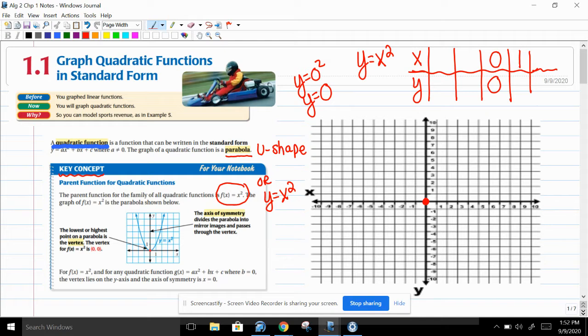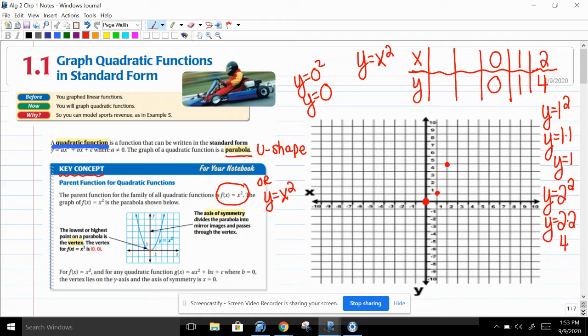If I plugged in the number 1, that would mean y is equal to 1 squared. 1 squared is 1 times 1, so y is equal to 1. The y coordinate with the x coordinate of 1 is 1. If I went to 2, I would have y equals 2 squared, which is 2 times 2, which is 4. So I got 1 comma 1, and I got 2 comma 4.